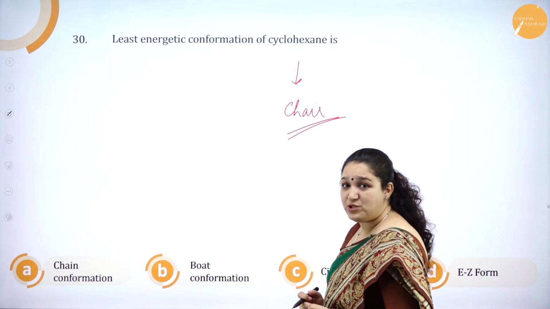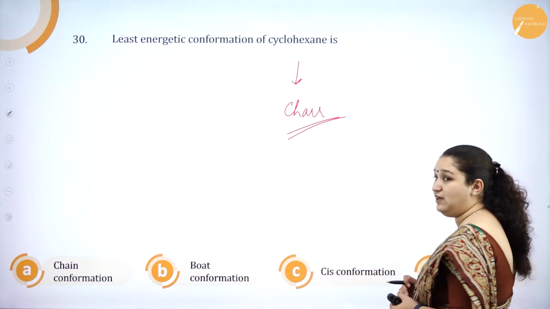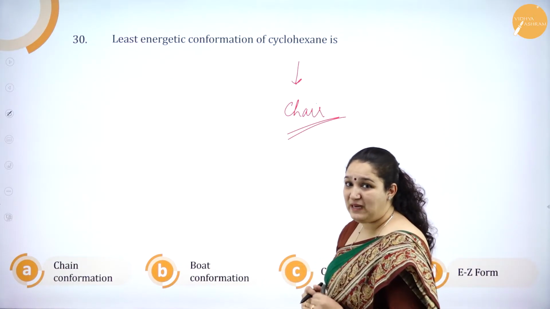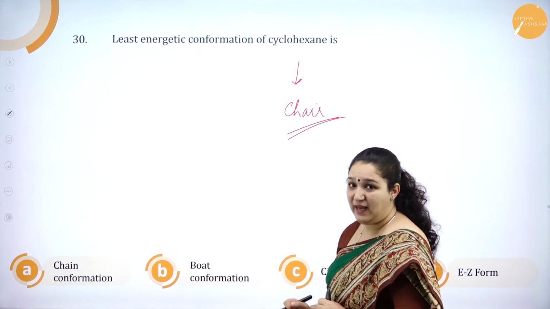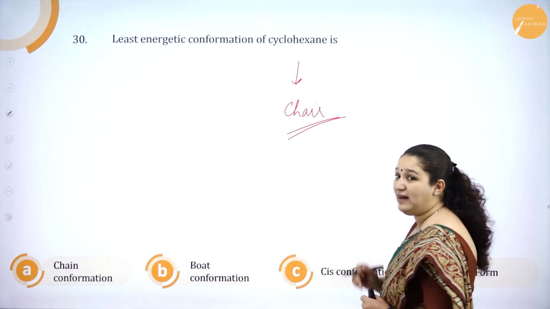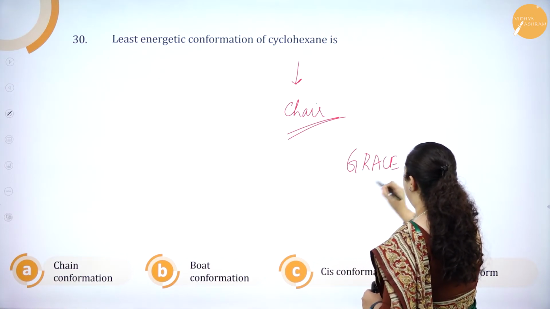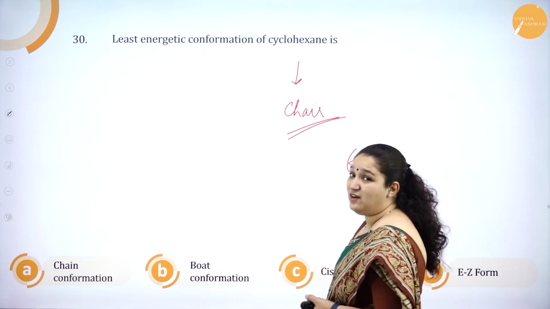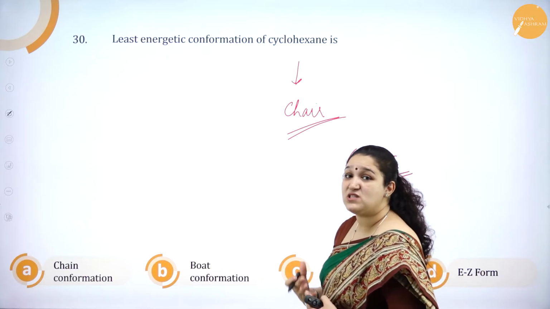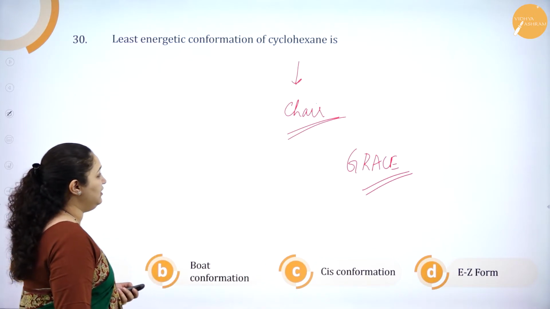But if you see the options, we have chain conformation, boat conformation, cis conformation and E to Z form. We do not have the answer chair conformation at all. Maybe it was a spelling mistake. It should have been option A. Instead of chain, it should have been chair conformation. But because we do not have this option here, this is allotted grace marks. Okay, and the answer is chair conformation, which has got least energy because that's the most stable one with less angle strain. Okay, next question.